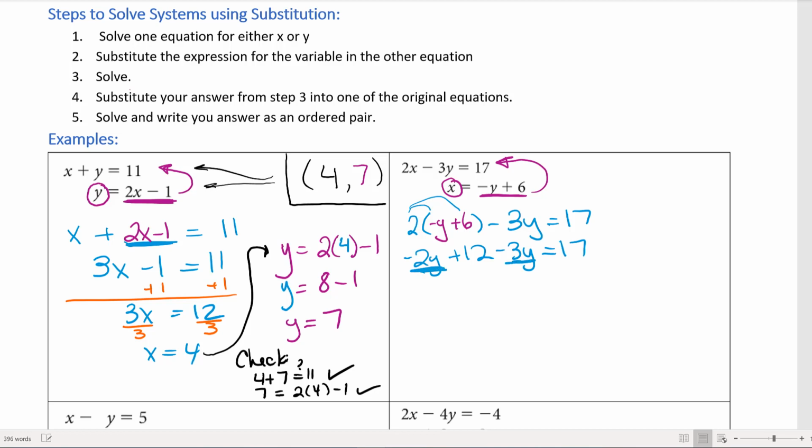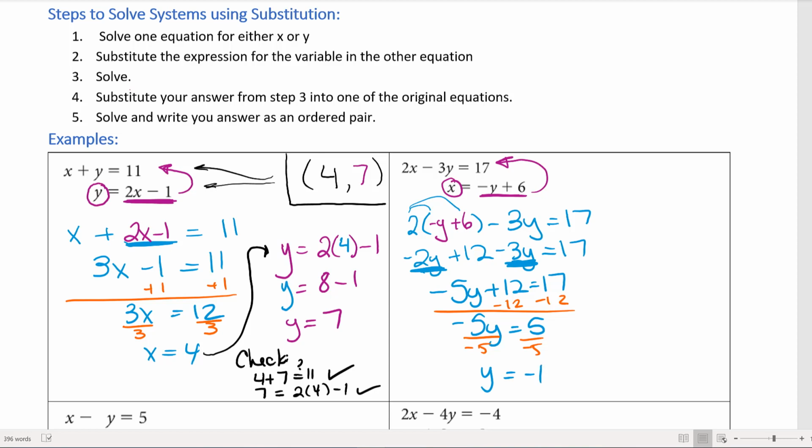Because the y's are on the same side, I'm just going to add them. If you need to use a calculator, you can. Negative 2 minus 3 is negative 5y. Now, to get y all by itself, I'm going to subtract 12 on both sides. Negative 5y equals, that's positive 5. And then I divide both sides by negative 5, which gets me y is equal to negative 1.